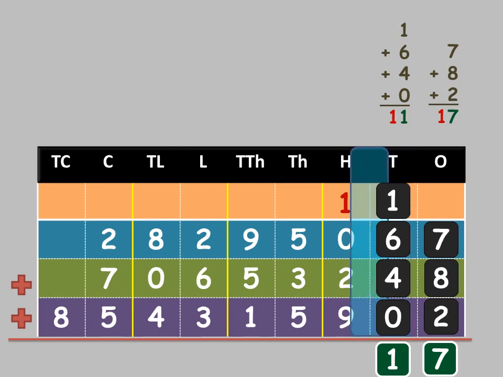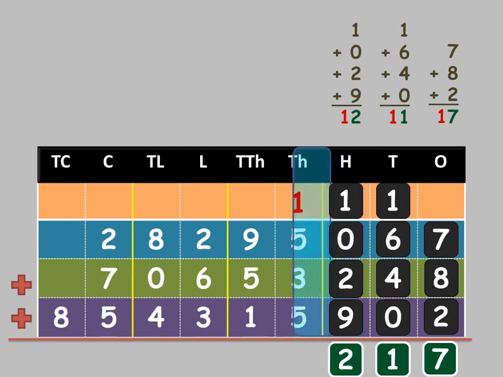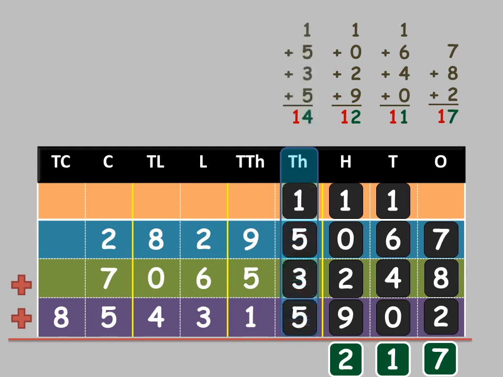Step 3. Now add the digit of hundred place. 1 plus 0 plus 2 plus 9 is equal to 12. That is 12 hundreds is equal to 1 thousands plus 2 hundreds. So 2 we will write in hundreds place and carry 1 to the thousand place. Step 4. Now add the digit of thousands place. 1 plus 5 plus 3 plus 5 is equal to 14. That is 14,000 is equal to 10,000 plus 4,000. So 4 we will write in thousands place and carry 1 to 10,000 place.